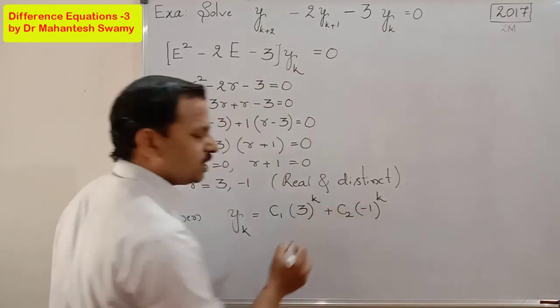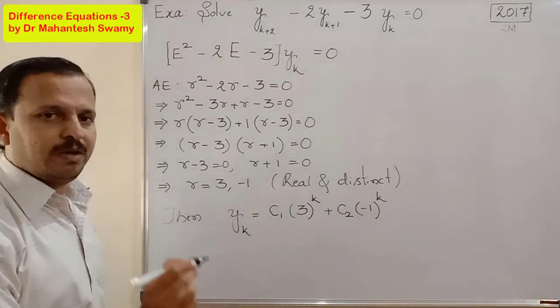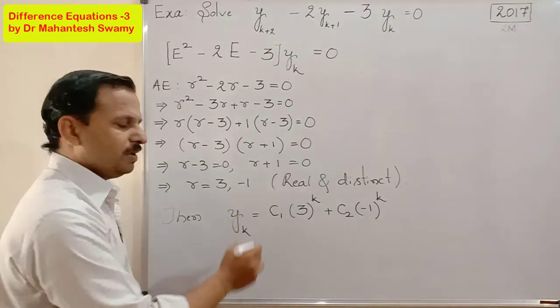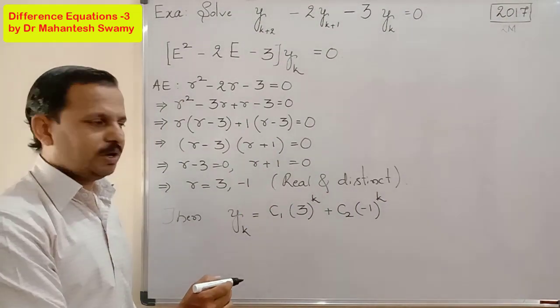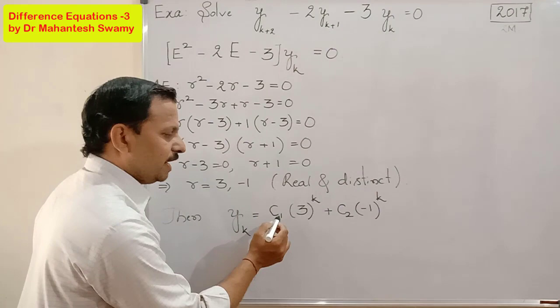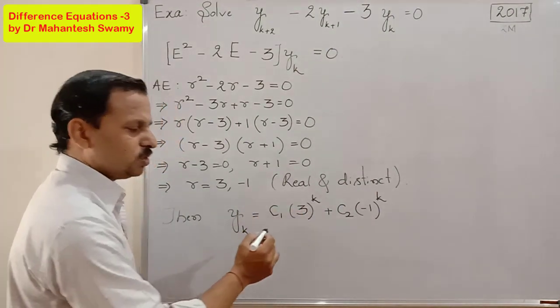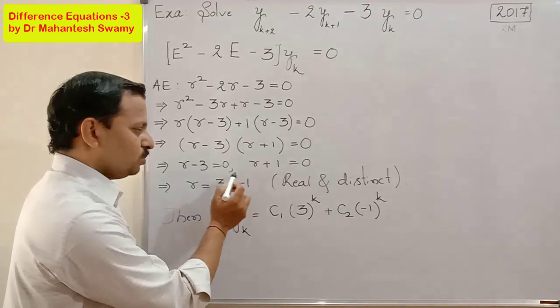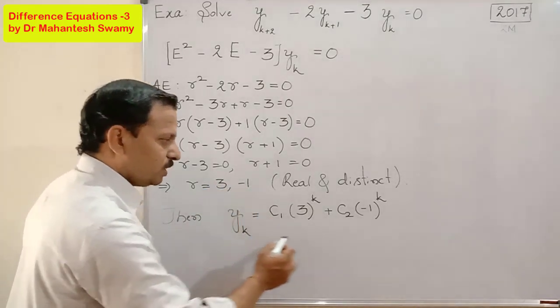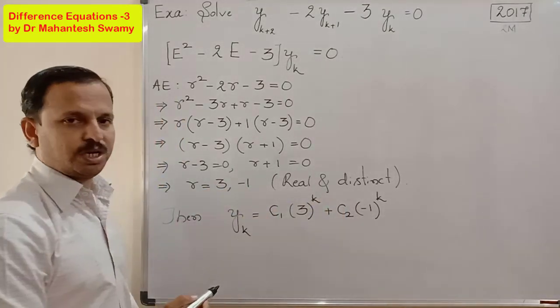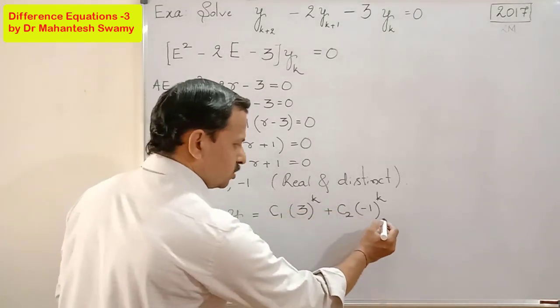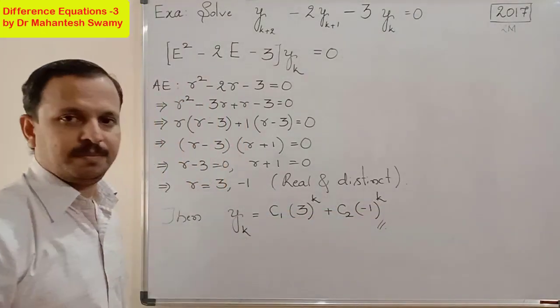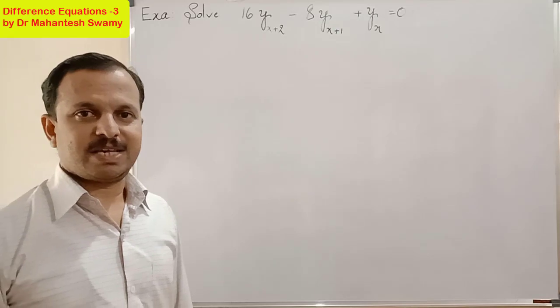I have explained this procedure in a better manner in the previous video, so please look at that video. You will get the idea of how to write the general solution directly. In this case, real and distinct roots existed, and because of that we have written the general solution in this format. So this completes the solution of the first example. Let us consider the second example.